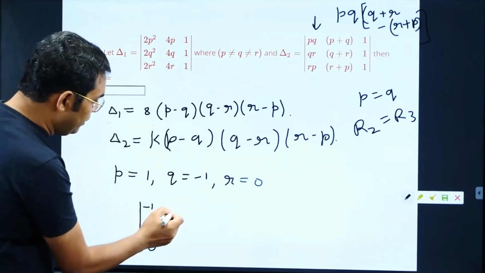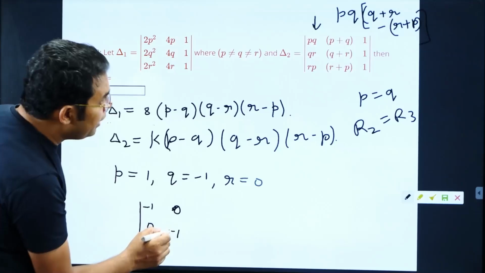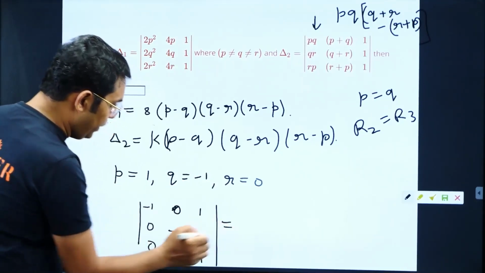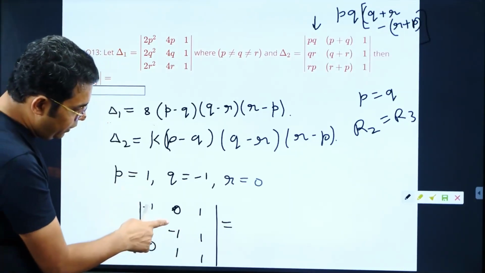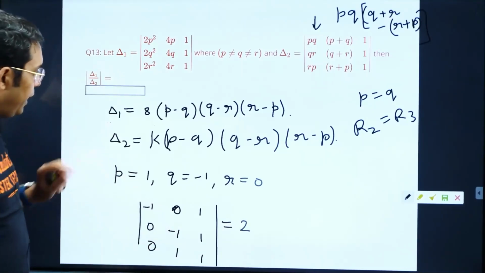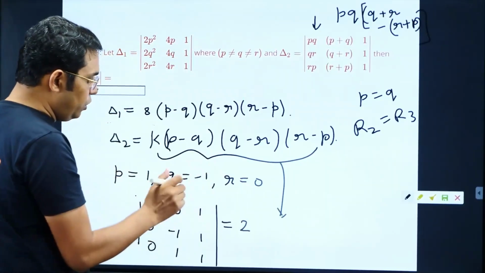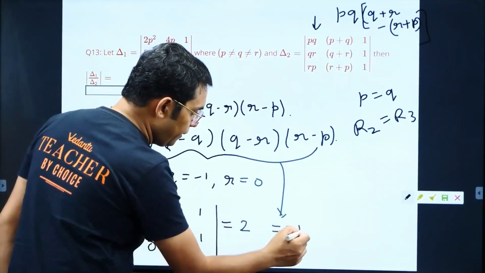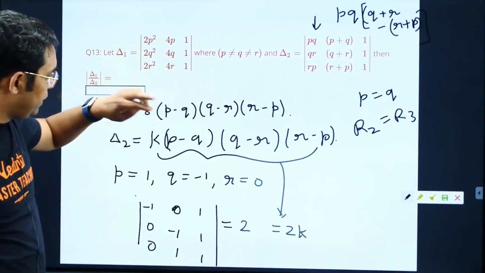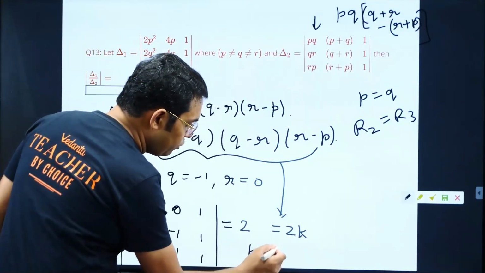P plus Q will be 0 here, and Q plus R will be minus 1, and R plus P will be 1, and that will be 1, 1, 1. You can open it along column 1, so minus 1 into, I think completely it comes out to be 2, you can check, minus 1 into minus 2, yeah. And from this, if I put P as 1, Q as minus 1, R equal to 0, you can check this also comes out to be 2K. Let me check. P minus Q will be 2, Q minus R will be minus 1, and R minus P will be minus 1. So that will be 2K. Hence the value of K is coming out to be 1.